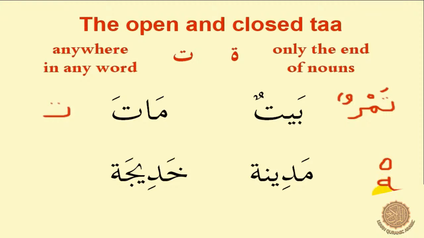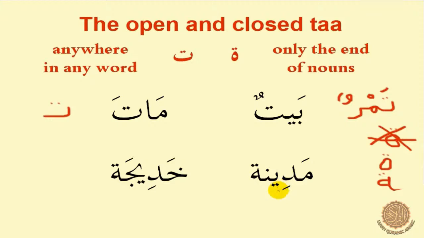Now the difference between the ha and the ta marbota is just the 2 dots at the top. So they're both ta marbutas now. Now the ha also has the medial form. If you remember the medial form, which is that. Now we said that the ta marbuta can never be in the middle of a word. It's always at the end. So you won't find a ta marbuta like that. That doesn't occur.